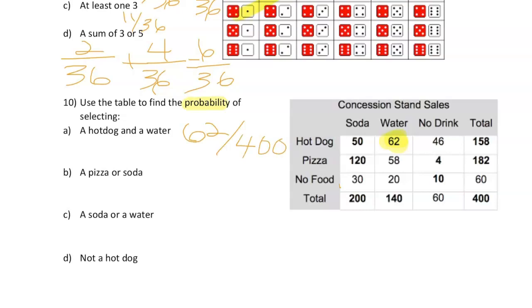Okay, a pizza or a soda. So what we're going to do with that is first figure out pizzas. What's your probability of getting a pizza? It's this row, which is 182. So that's 182 over the 400.